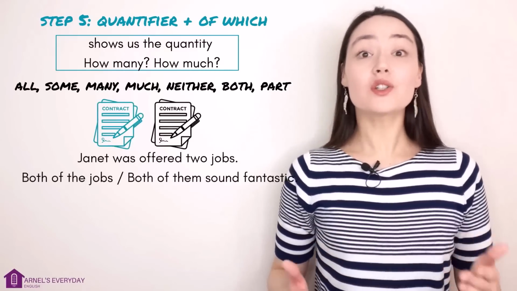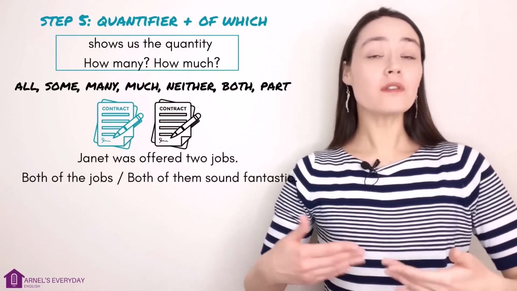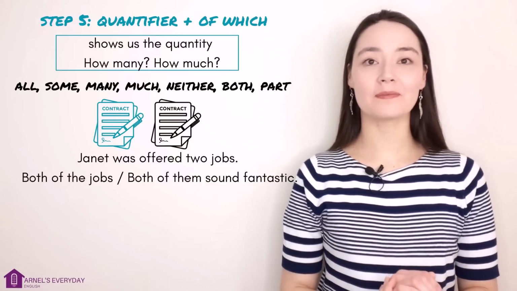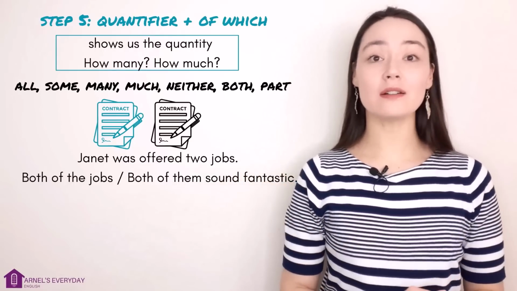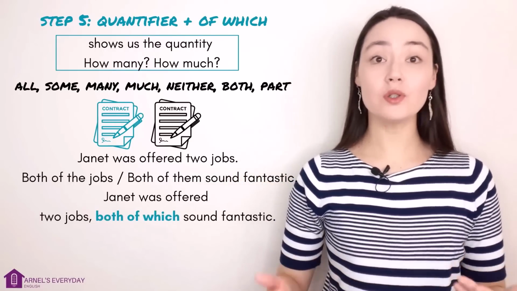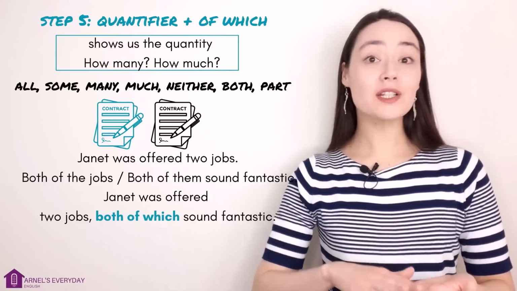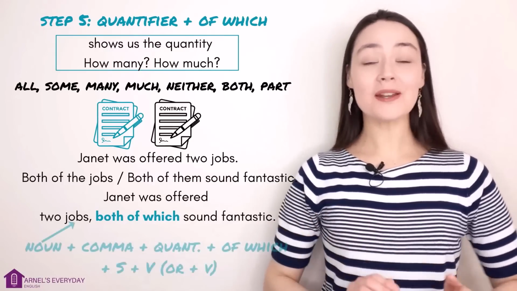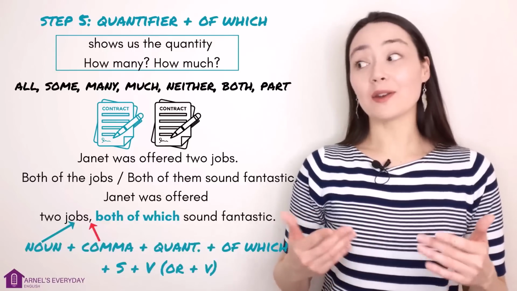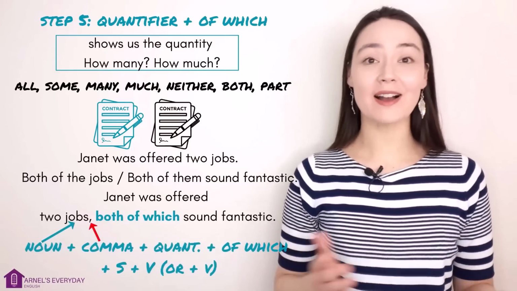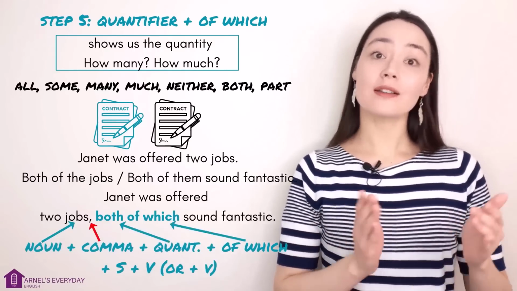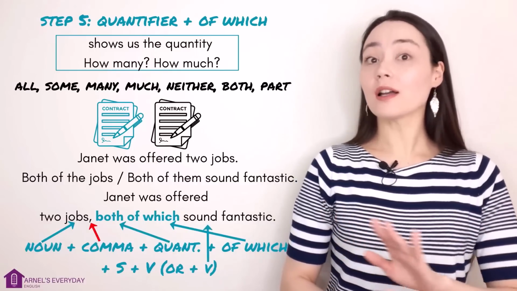Janet was offered 2 jobs. Both of the jobs, or both of them, sound fantastic. How can I put these together? Janet was offered 2 jobs, both of which sound fantastic. The noun we are describing, comma. In written English, we have to have that comma. Quantifier of which subject verb or just verb.